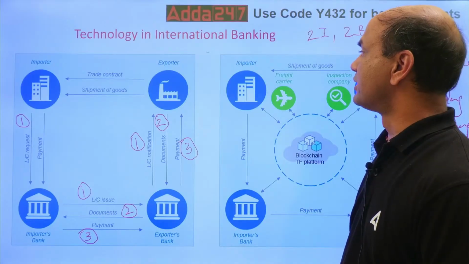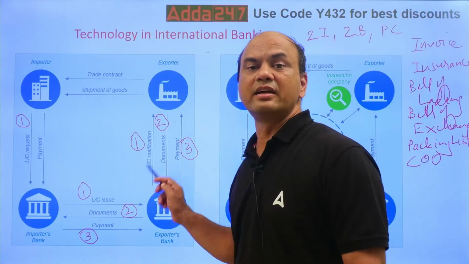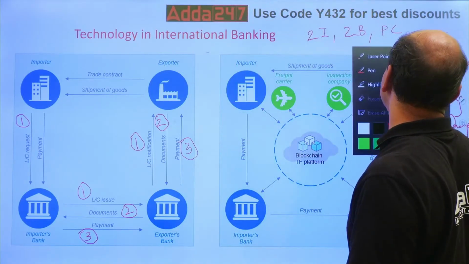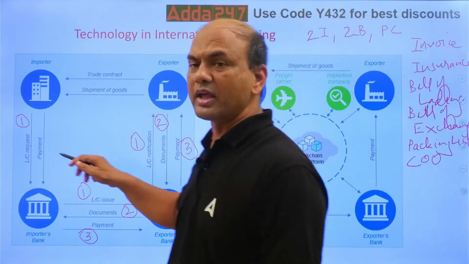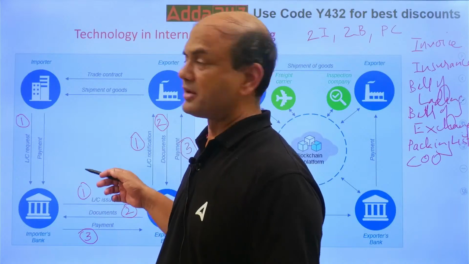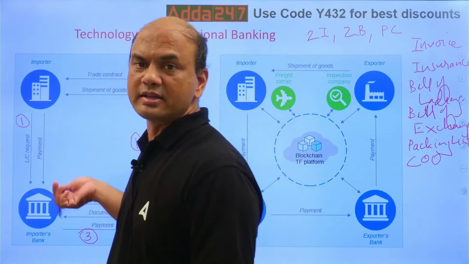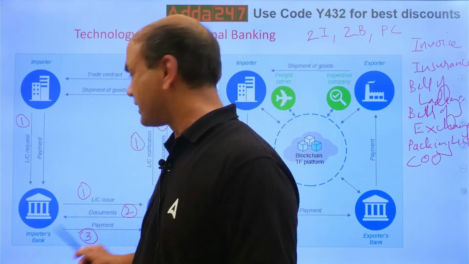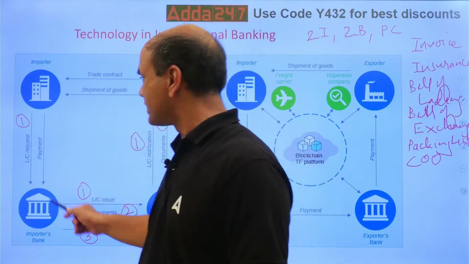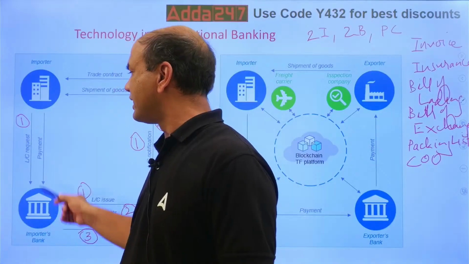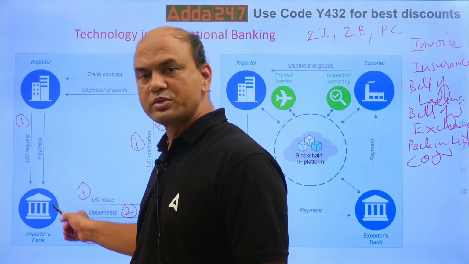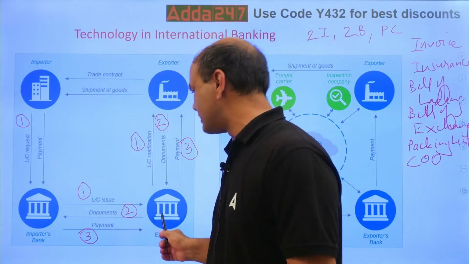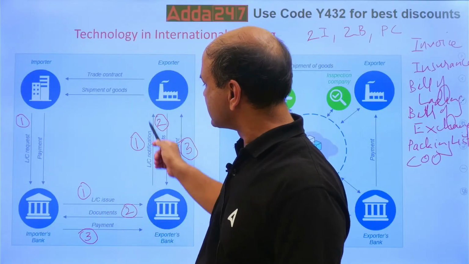Technology in international banking. Look at this. This is a standard traditional format. What do you mean by traditional format? Traditional means what is happening presently. This is an LC transaction, letter of credit transaction. Importer is there, exporter is there, importer's bank, exporter's bank. The importer will go to his bank and request for the LC. This bank will issue the LC, and provide it to the exporter's bank through its agent. See this, LC issue, then LC notification, which is called advising.